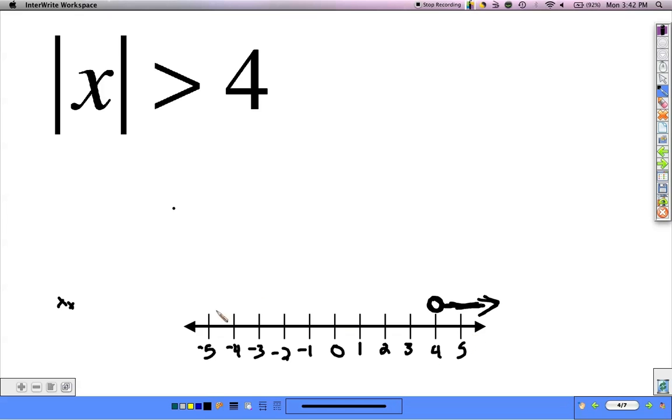But if the distance is greater than 4, then because it's just distance, this little situation that I'm drawing right now would also be true, that anything less than -4 would also satisfy this. It would have a distance greater than 4 away from 0.